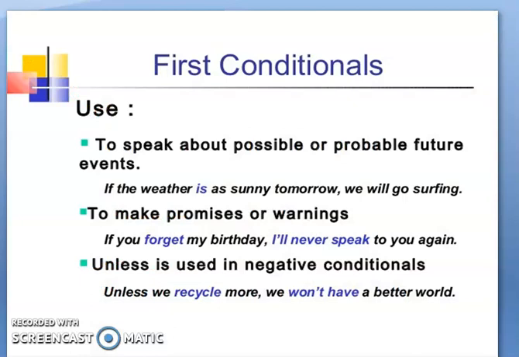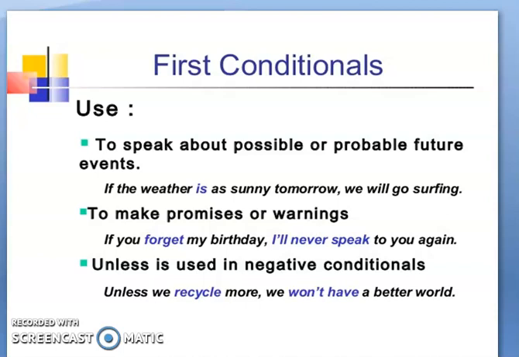In this slide, we can see what the first conditional clause is. The first conditional clause describes real future events that are very possible. The use of this first conditional clause is to speak about possible or probable future events. Look at the example. If the weather is sunny tomorrow, we will go surfing.